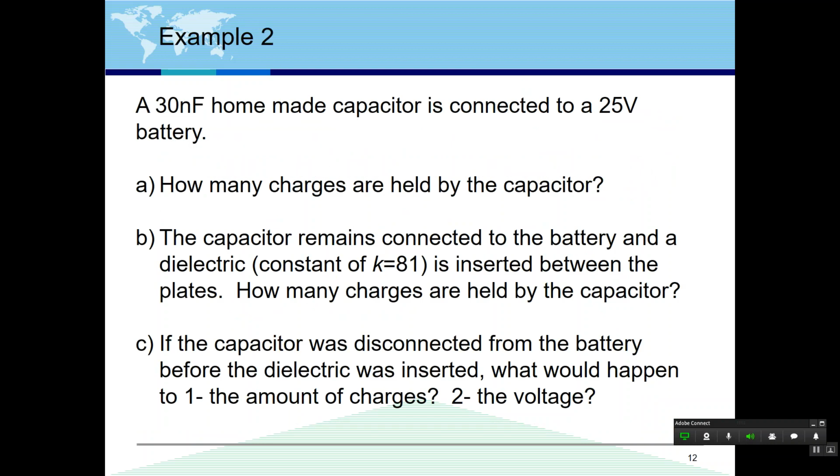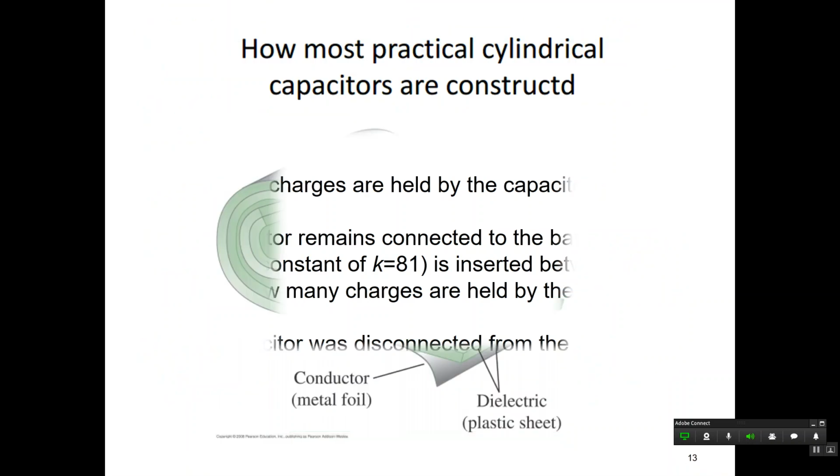All right, let's try a second example. This one's a bit trickier. A 30 nanofarad homemade capacitor is connected to a 25 volt battery. How many charges are held on the capacitor? So remember again that Q is equal to C times V, and that C is equal to K A over d times epsilon.